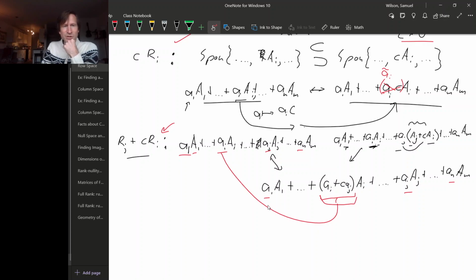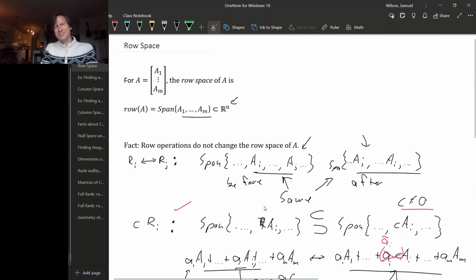All right, so that's the row space. I should note that the row space of a matrix is actually a subspace, but that's obvious because it's a span. Every span is always a subspace. We defined span to make that true, or we defined subspaces to make that true, I guess, depending on your point of view.